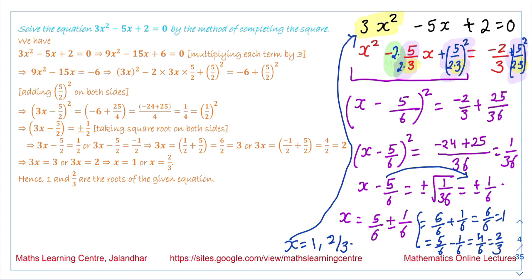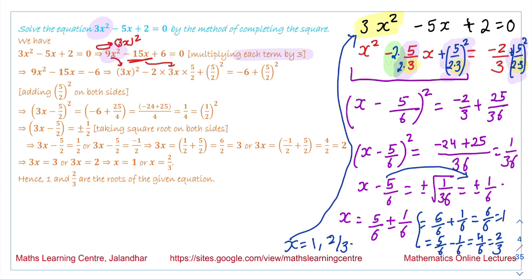Second thing what we can do is, this term is 3x². To make this the complete square, we have multiplied this whole equation by 3. So this term will become 9x², and I can write it as (3x)². I'm talking about this 9x², I can write it like (3x) whole square. This 15x we can write as 2 into 3x into 5/2.